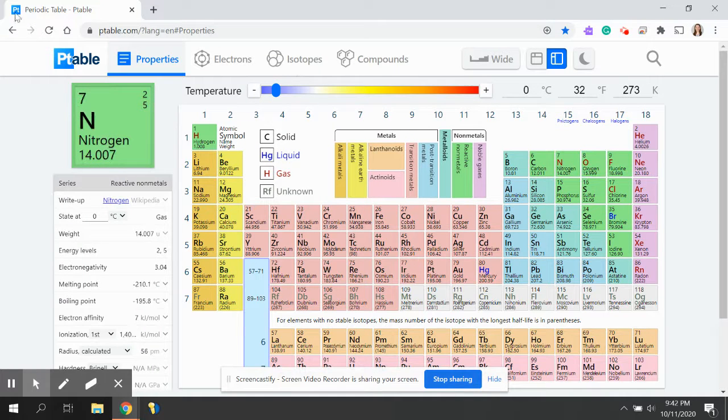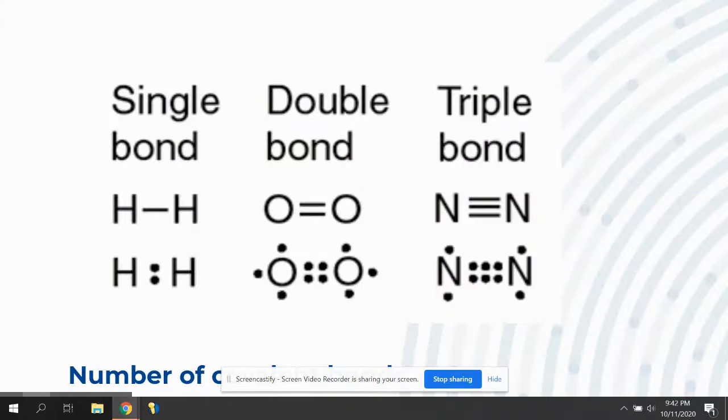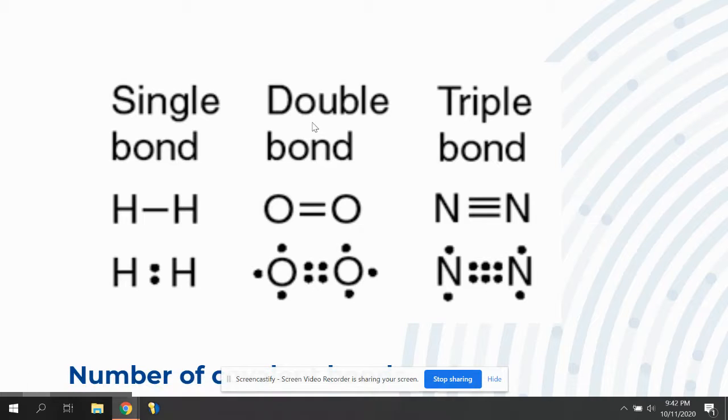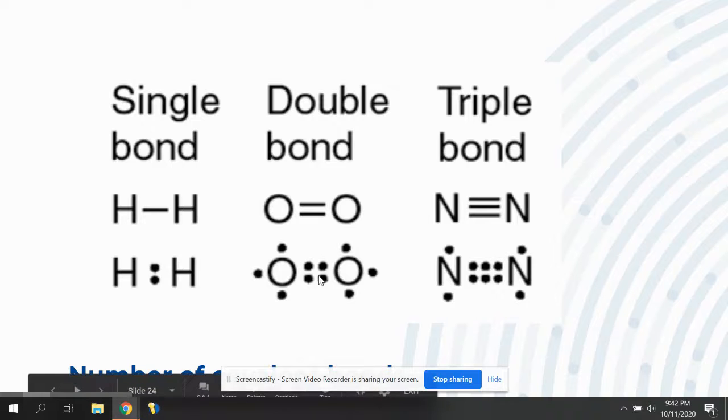Okay, so oxygen has 6 valence electrons. Oh, they're counting it that way. That's weird. Either way, oxygen is going to share 2 valence electrons, and they reorganized these to show you better. And because it's sharing 2 different pairs of electrons, we call this a double bond. We replace these with lines.